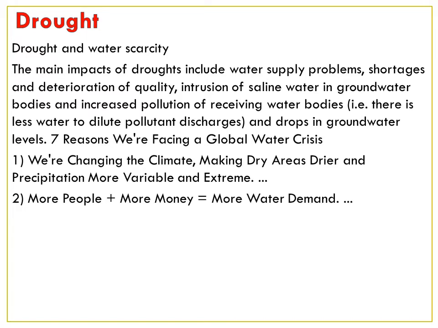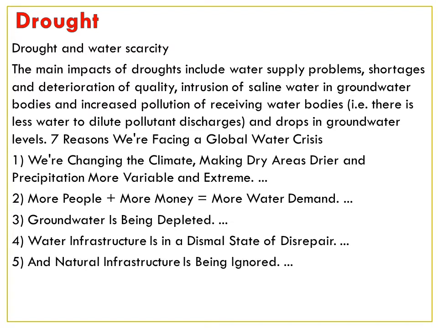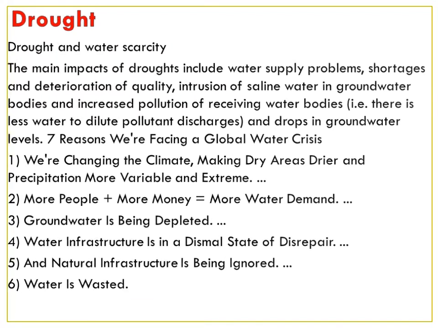Why is it happening? First reason is we are changing the climate, making the dry areas drier and precipitation more variable and extreme. More people plus more money is equal to more water demand. Groundwater is being depleted, it is getting finished. Water infrastructure is in a dismal state of disrepair, and the natural infrastructure is being ignored. It's not taken care of properly. Water is wasted a lot.